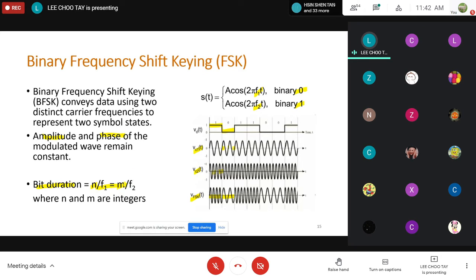Of course, m and n are different values. If you look at the low frequency carrier, this is 2, and this is 4, just to differentiate binary 1 and binary 0.